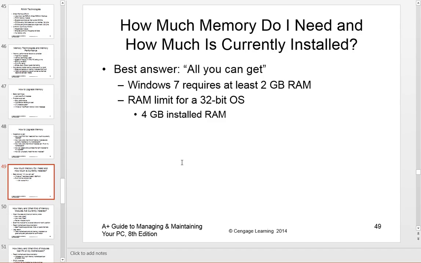The best answer of how much do you need is all you can get. This says Windows 7 requires at least 2 gigs of RAM. They recommend 4. The RAM limit for a 32-bit operating system is 4 gigs of RAM. It will not use anything more than 4 gigabytes because of the way it's structured. So if you have a 32-bit operating system and then you upgrade yourself to 8 gigs of RAM, you're wasting your money.